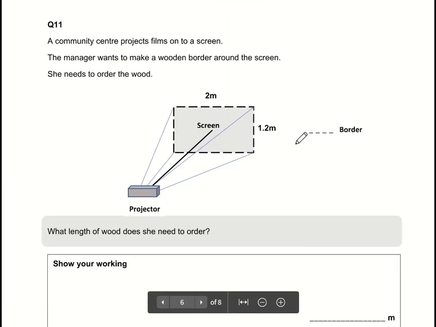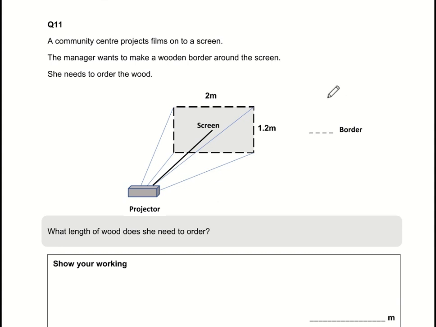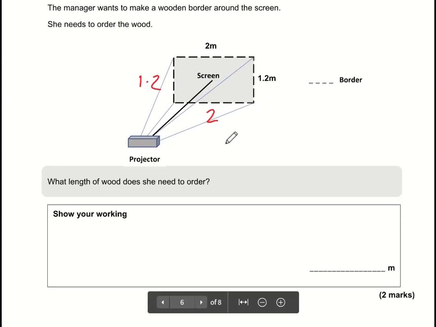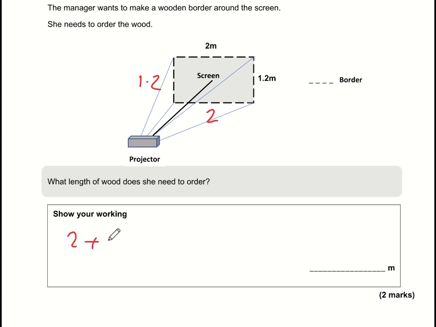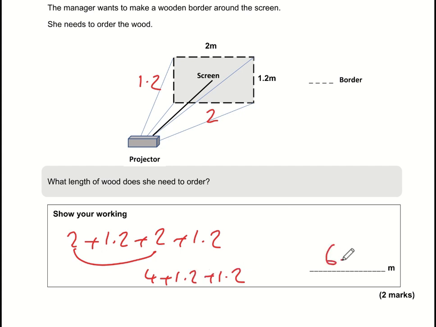Question number 11. So we want enough wood to make the border of this screen. So this is also 2 meters, this is 1.2. So the calculation is 2 plus 1.2 plus 2 plus 1.2, or 2 plus 2 is 4, then 5, 6, 6.2, 6.4. So the total is 6.4 meters.